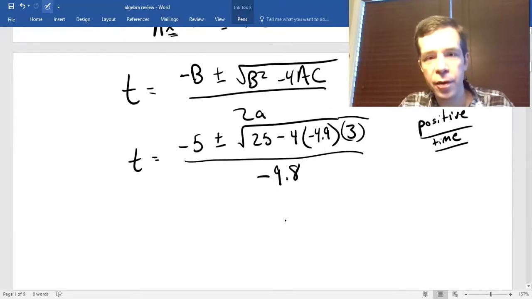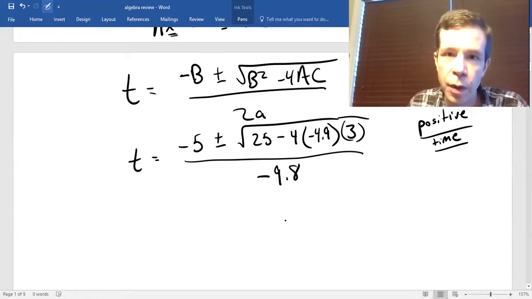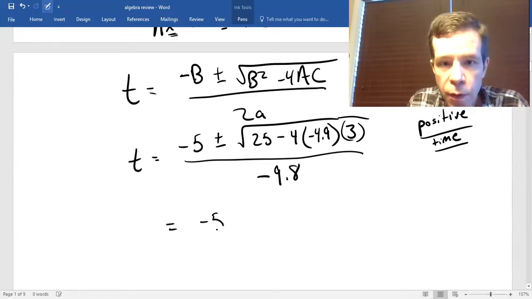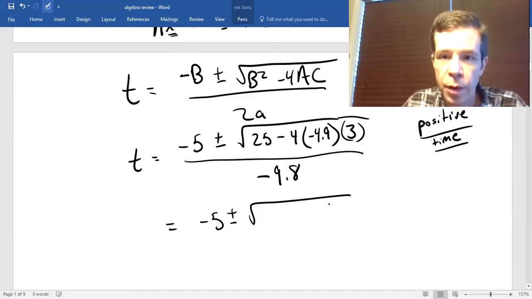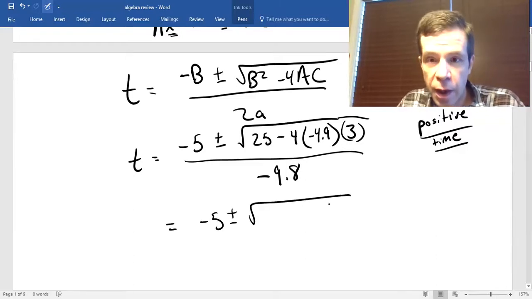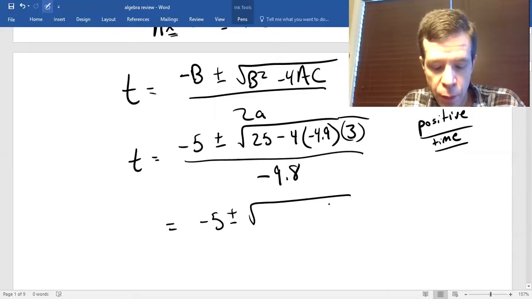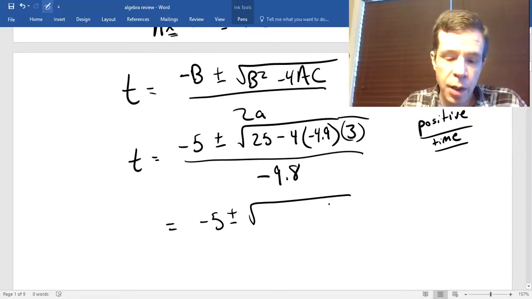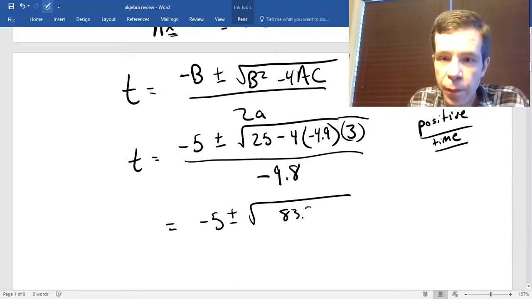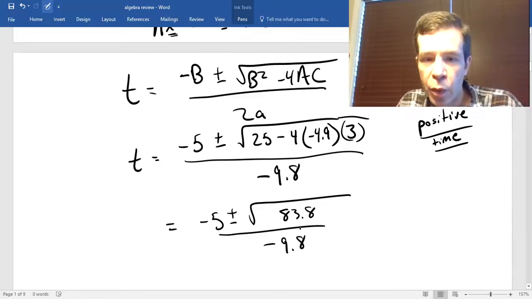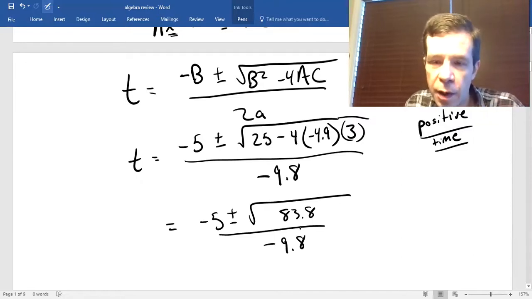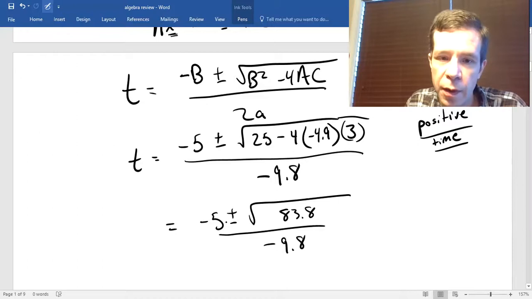So how long would it take this to reach the ground? We can just plug in those numbers. That's 5 plus or minus the square root. Let's see, 25 minus 4 times negative 4.9 times 3 is 83.8. All right, the square root of that's going to be more than 9, right? Because 81 is 9 squared. So if I were to take the positive one here, I would get a positive value, and when I divide by this, I would get negative. So we're going to select the negative result.